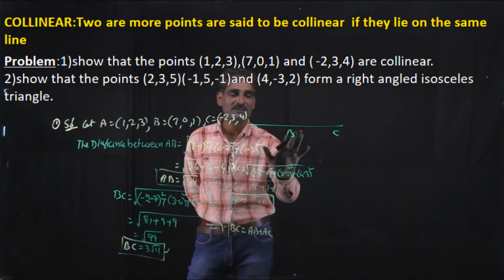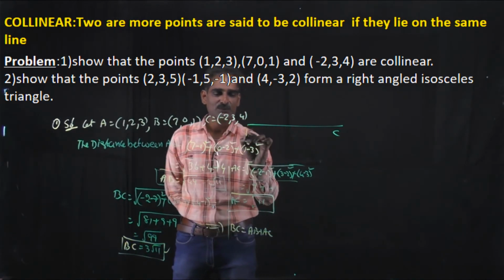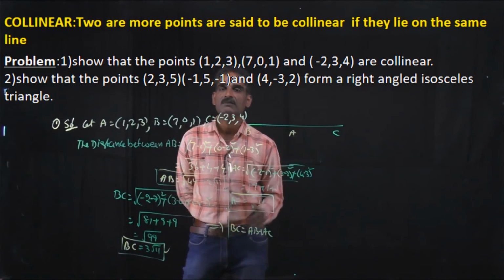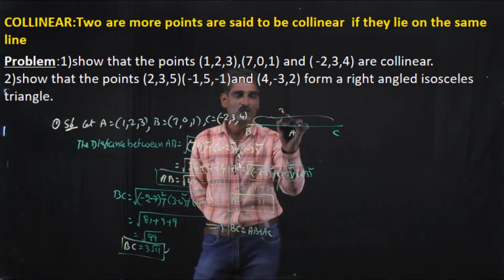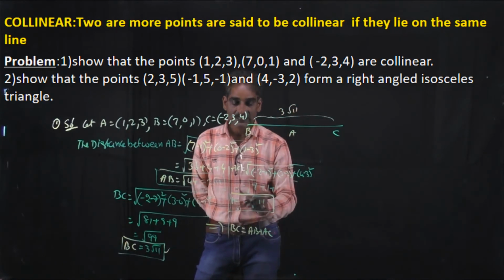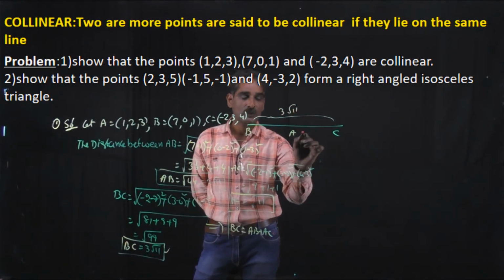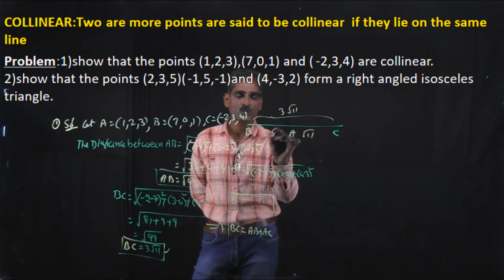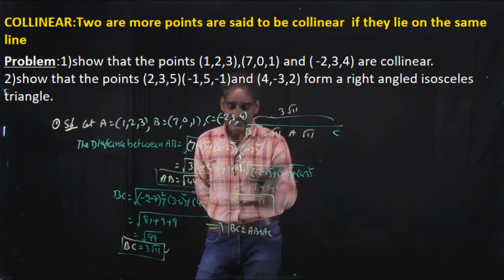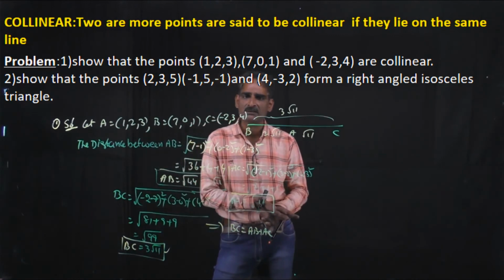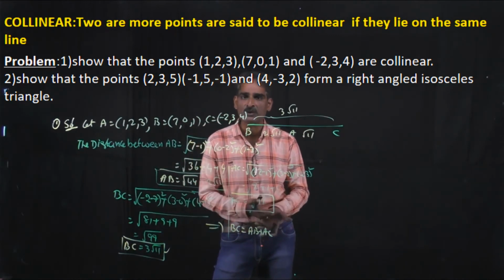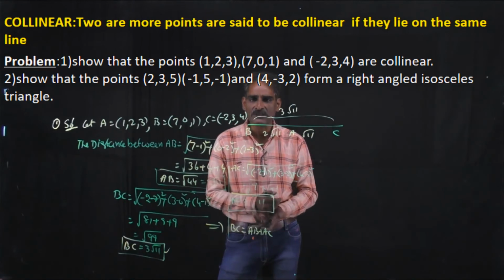Just write down the positions. Change the position to B, A. Here BC length is equal to 3 root 11 and AC length is equal to root 11 and this is 2 root 11. This relation is possible only when the 3 points lie on a line. Otherwise it is not possible. So this is how to prove the given points are collinear.